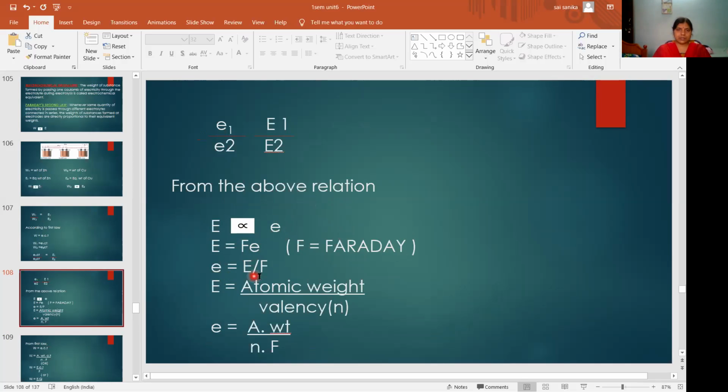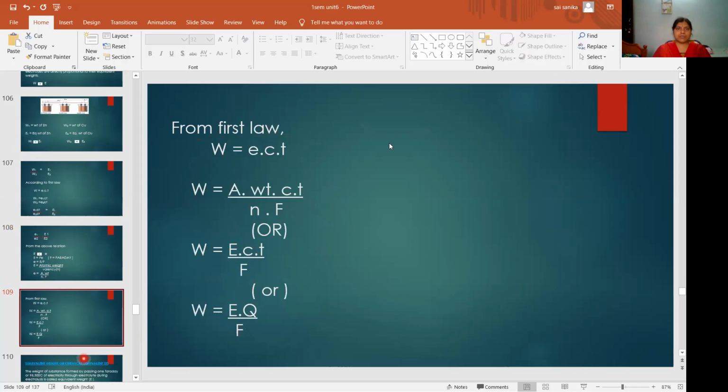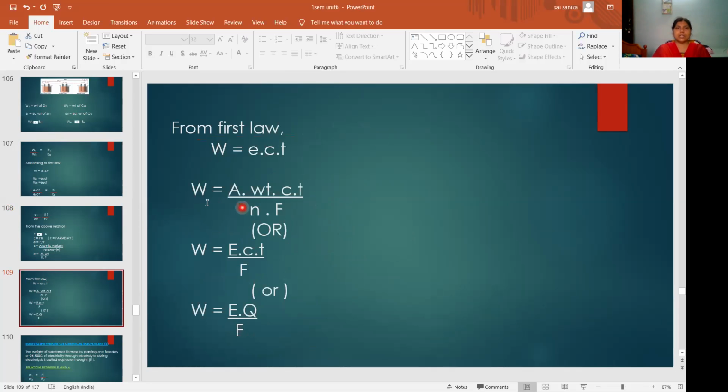That is, small e is equal to capital E by F, where capital E is atomic weight by valency. The small e becomes atomic weight by n into F. If you substitute this formula in W is equal to eCT, W is equal to atomic weight into C into T by n into F. This is nothing but E into CT by F, and C into T is nothing but Q. So W is equal to EQ by F.